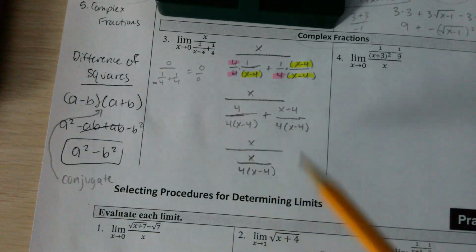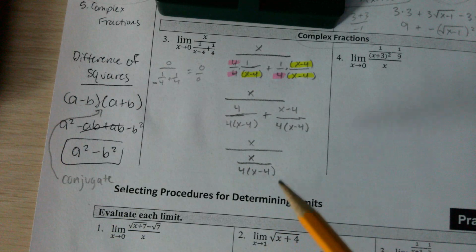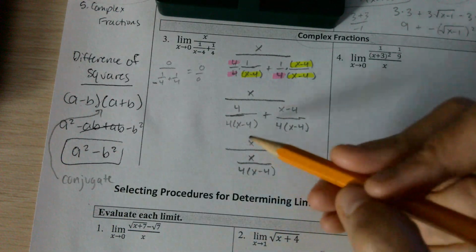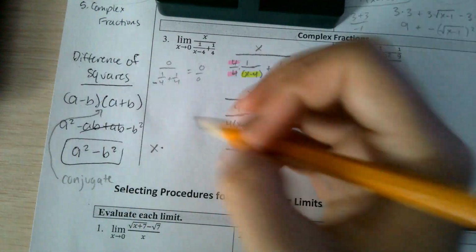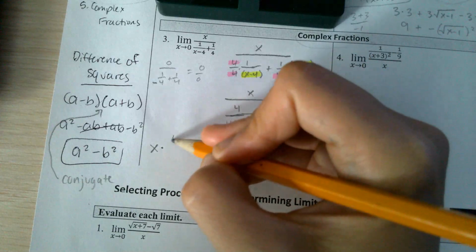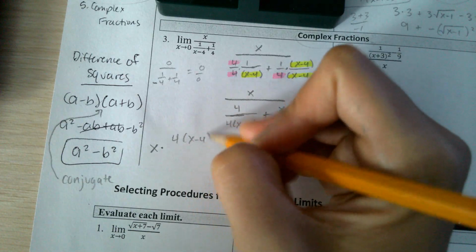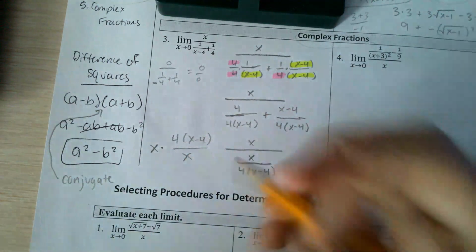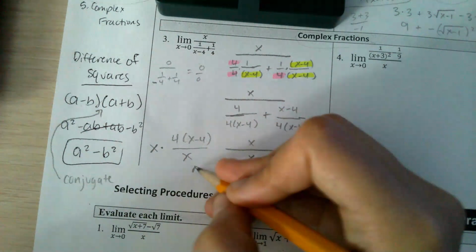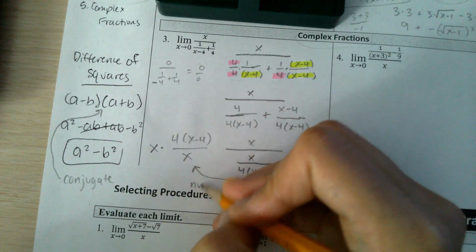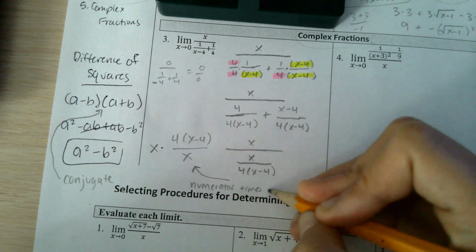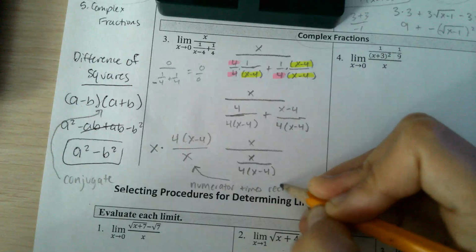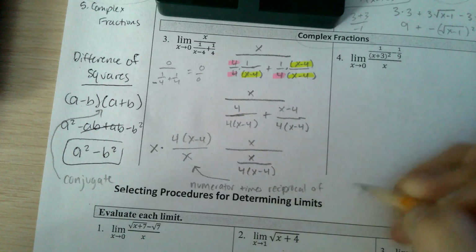The trick to get this all unmessy is to think about dividing fractions, which is a vocab term. If we have x divided by a fraction, that's the same thing as saying x times the reciprocal. So we're going to flip the one on the bottom. So: numerator times reciprocal of denominator.